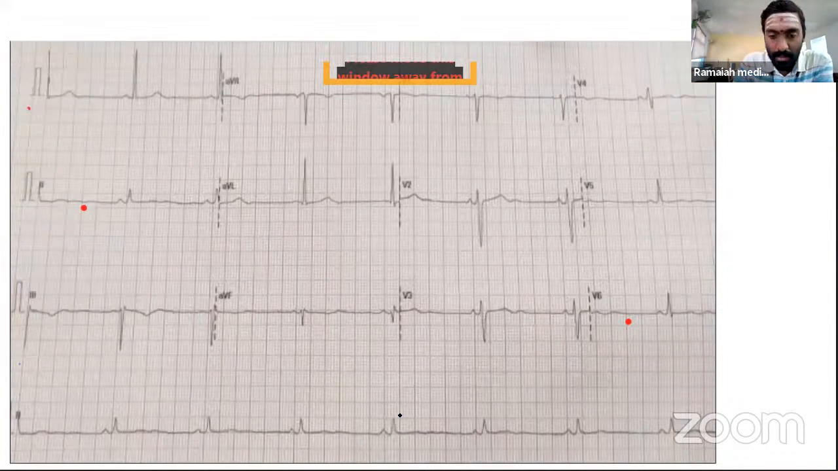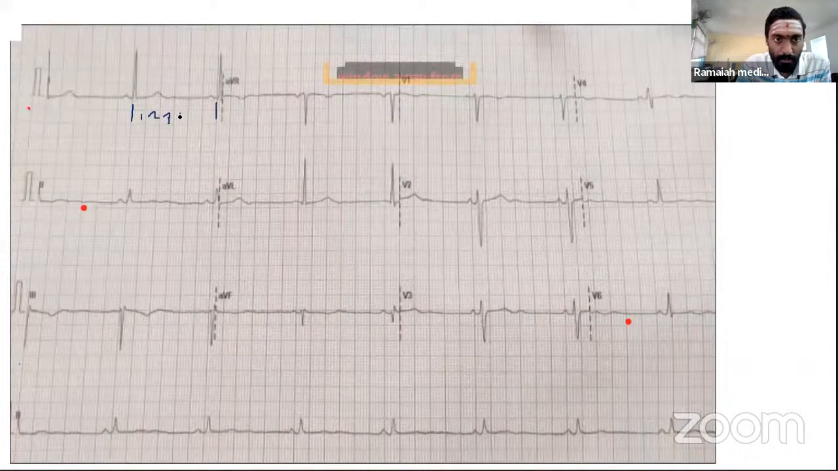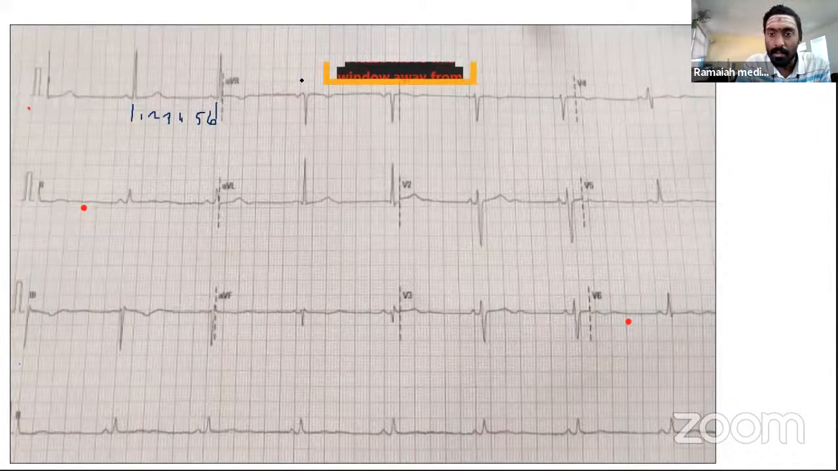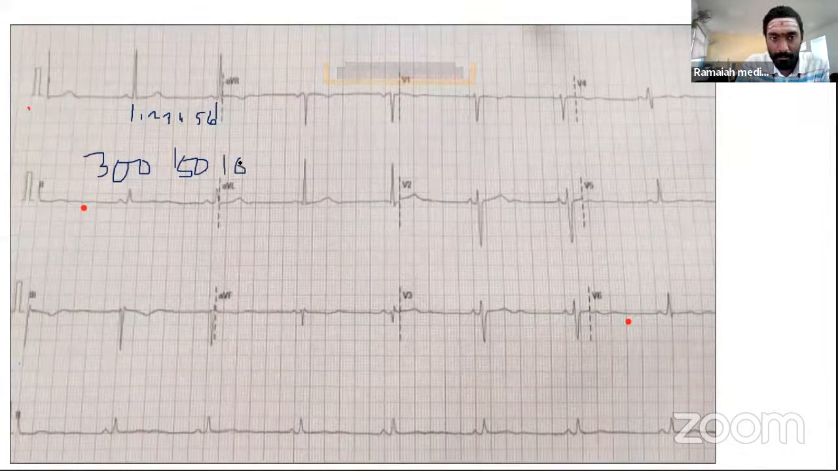Here, can someone tell what the heart rate is? You take this as one, the second is here. So you have one box, 2, 3, 4, 5, 6. 300 divided by 6, which is 50. As you keep seeing many ECGs, you will try to generalize. So that is what I said: 300, 150, 100, 75, 60, 50, and 43.